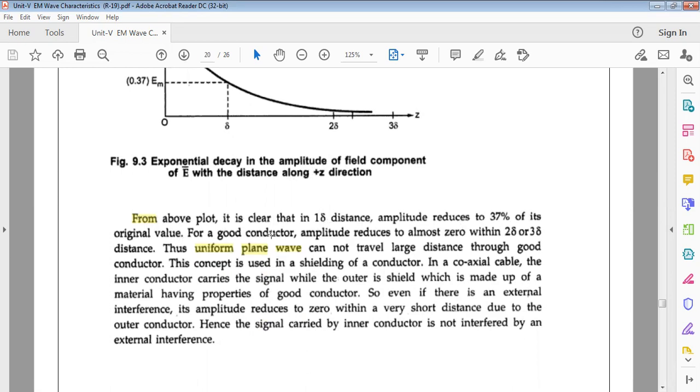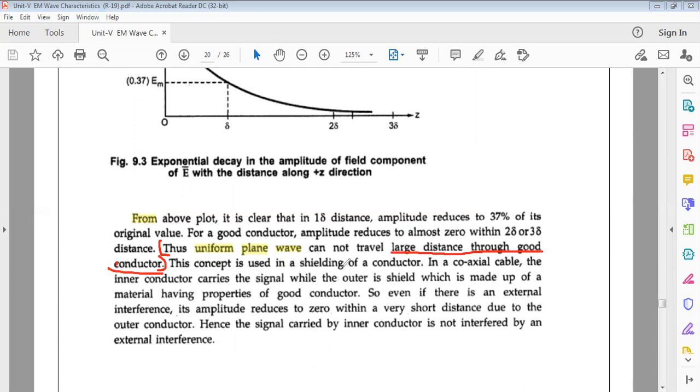Okay, from the above plot, it is clear that at 1 delta distance the amplitude reaches 37% of its original value. For a good conductor, the amplitude reduces to almost 0 within 2 delta or 3 delta distance. Thus, the uniform plane wave cannot travel long distances through a good conductor. This is the final conclusion, my students. It's a very, very important point.